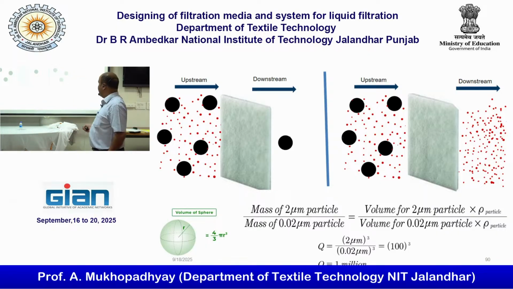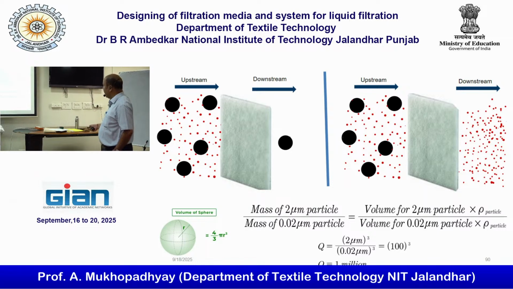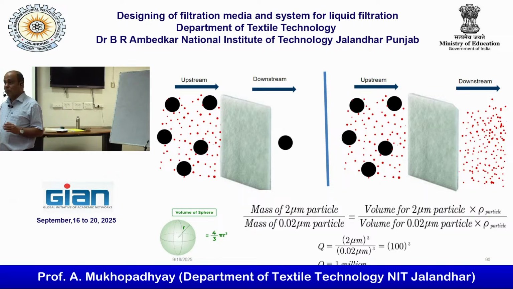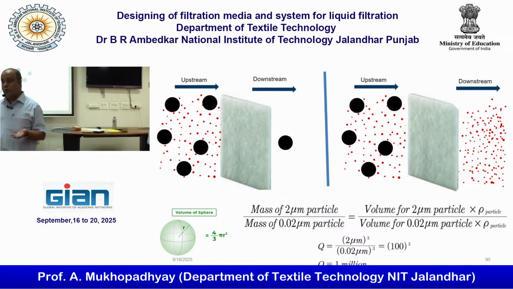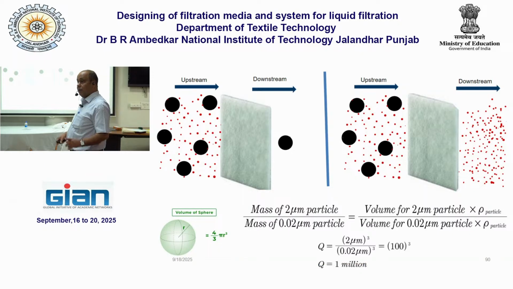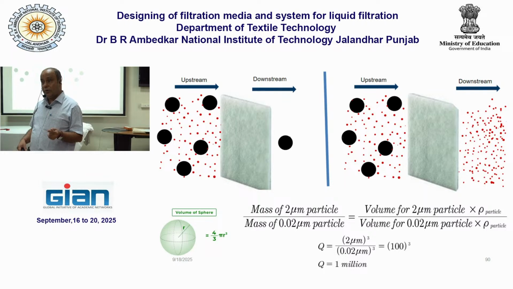Again I am repeating, here you have one particle of 2 micron. In this case you have the mass of 1 million particles of 0.02 micron. Whether the efficiency will remain the same or different? Yes, mass-based it will be the same, because the mass of 1 million 0.02 micron particles is the same as this. But in practical life, in a number of applications, number plays a vital role.